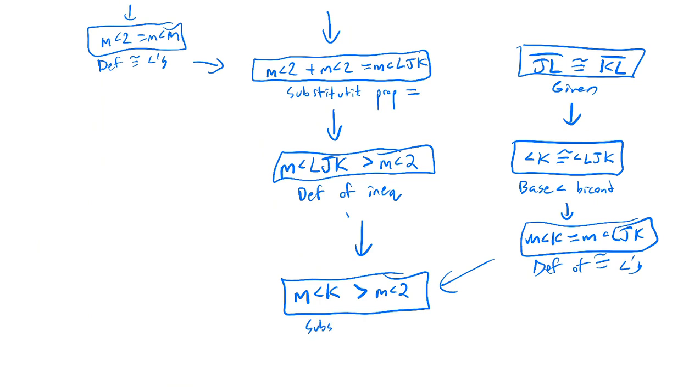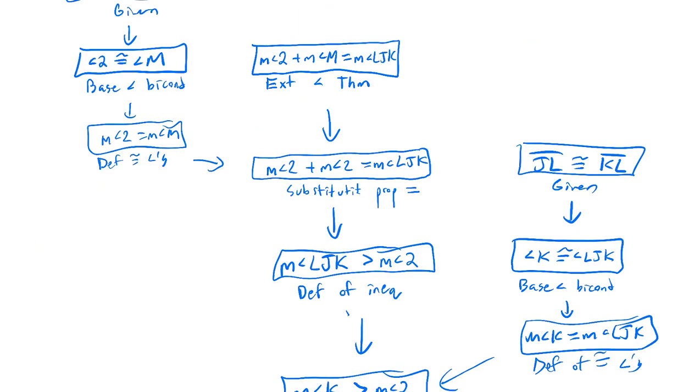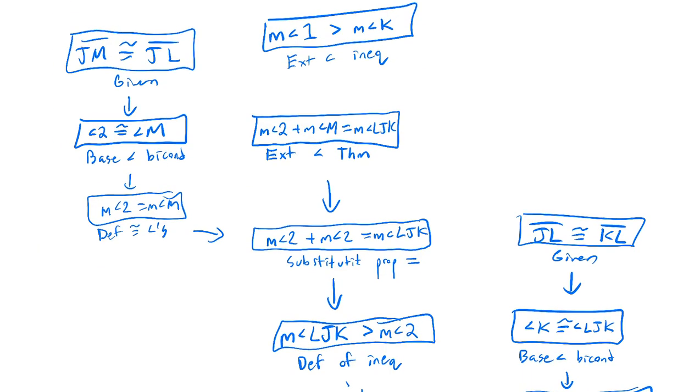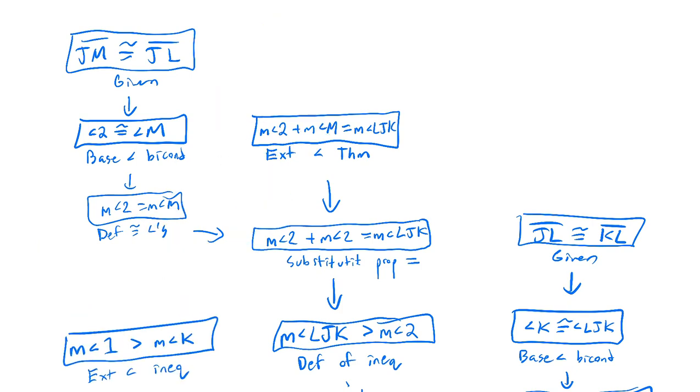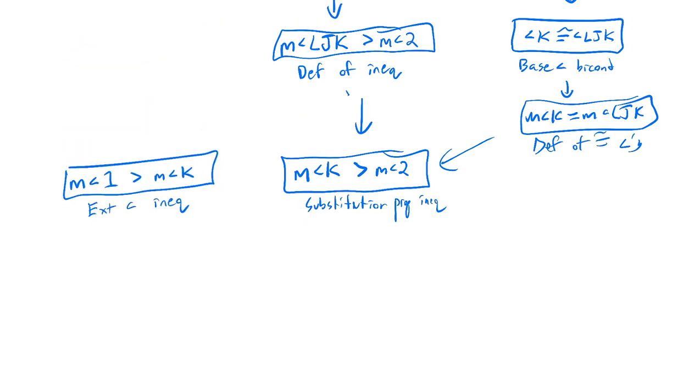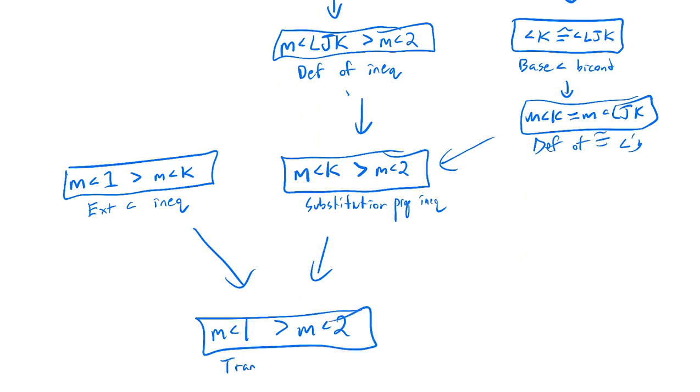Okay, so we got that. That's just substitution. And now we can bring in the other thing that we got, substitution, property of inequality. Now let's go up here. We have that exterior angle theorem that said 1 was bigger than K. And if 1 is bigger than K, and K is bigger than 2, then that means the measure of angle 1 is bigger than the measure of angle 2, and that's the transitive property of inequality.